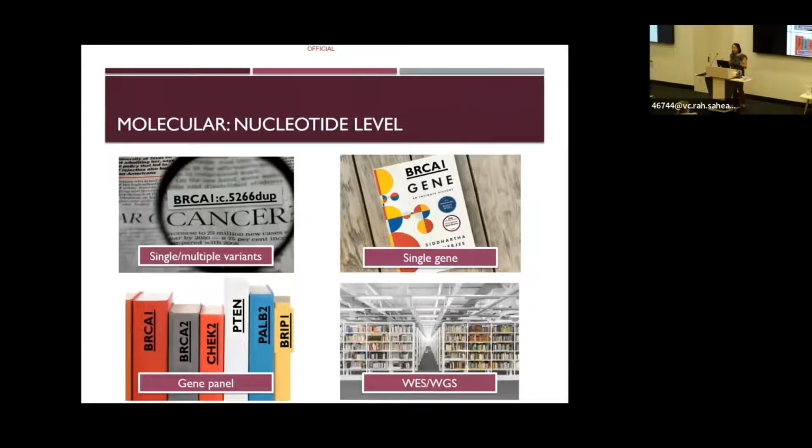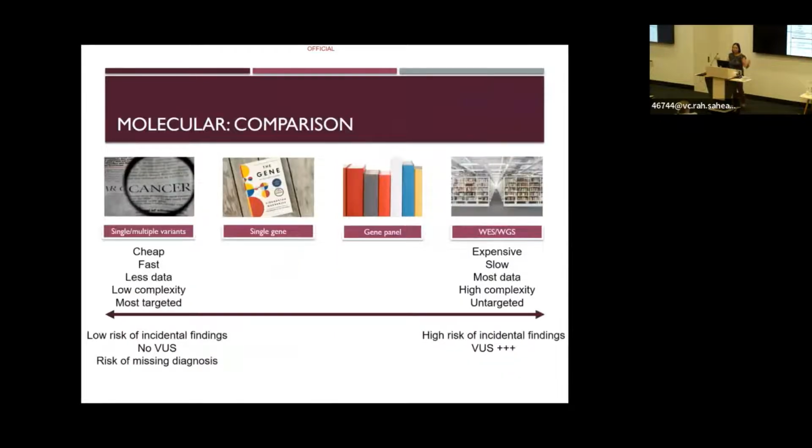And then whole exome or whole genome sequencing, that is where we're looking at every single book in the library, reading every single book from start to end. And so you can see, from a comparison point of view, the difference between single variant testing and whole exome to whole genome sequencing. On one end, it's very targeted, it's very cheap, it's fast, it's quick. Whereas with whole exome, whole genome sequencing, it's very expensive, it's very slow, because it takes a lot of time to read all of those books and check the spelling mistakes. And so there's a bit of a trade-off.